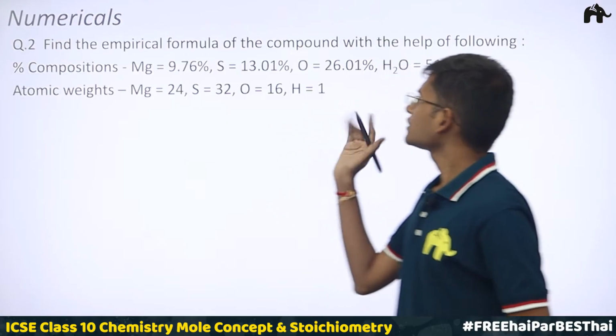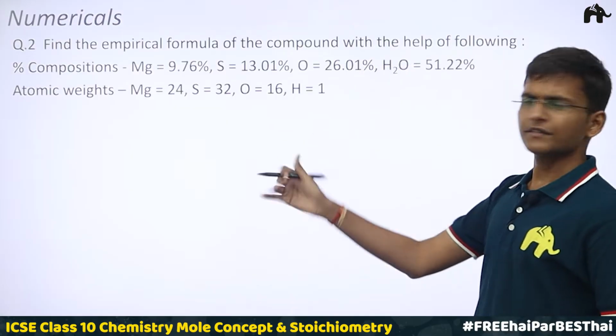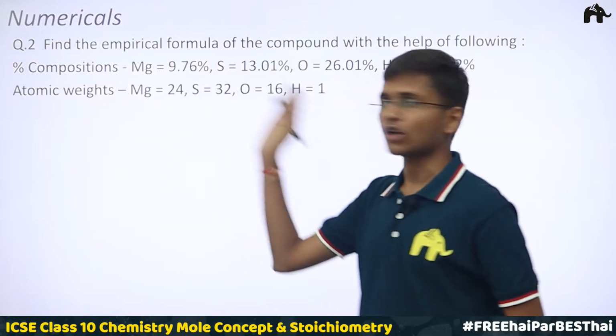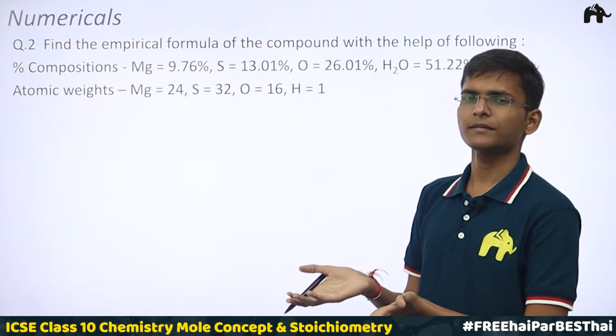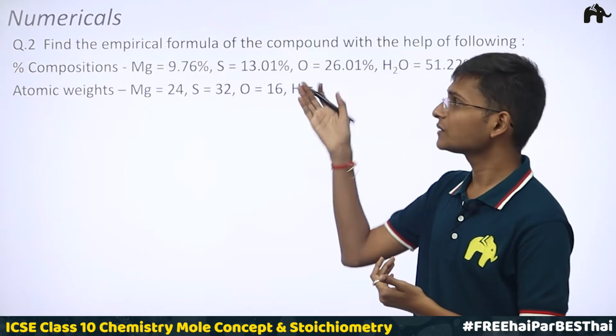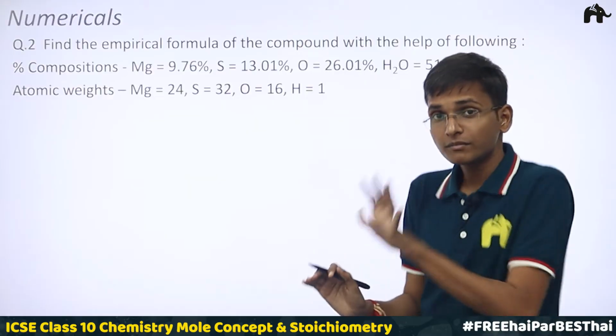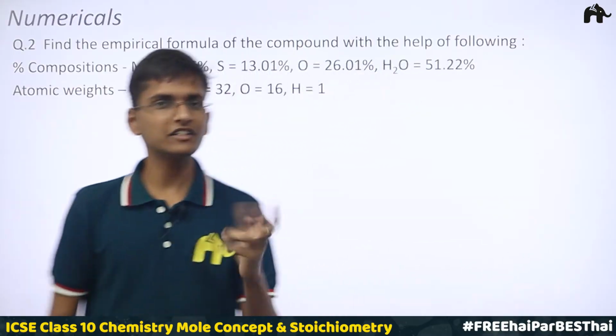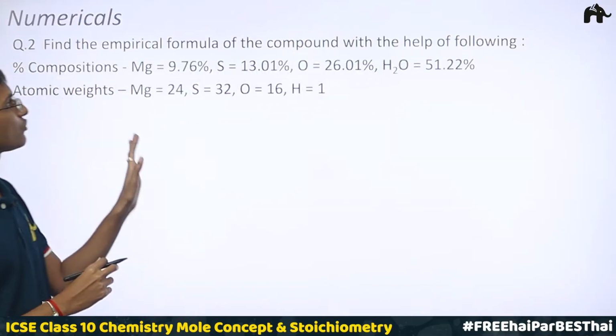Find the empirical formula of the compound with the help of the following. So again they have given us percentage composition and again the atomic weights. Now you would say, sir, it's the same type, right? Finding the empirical formula from percentage composition and atomic weight. But wait a minute here. There is a slight difference in this question.